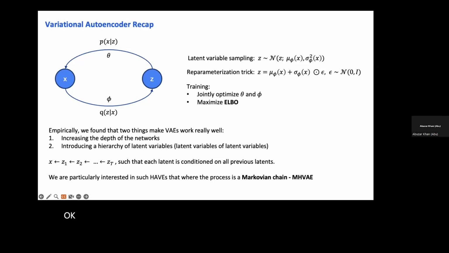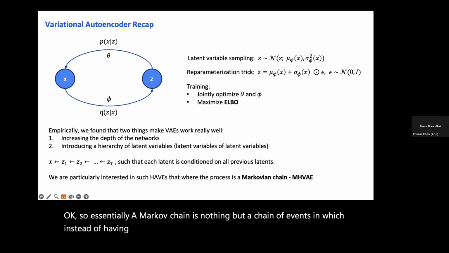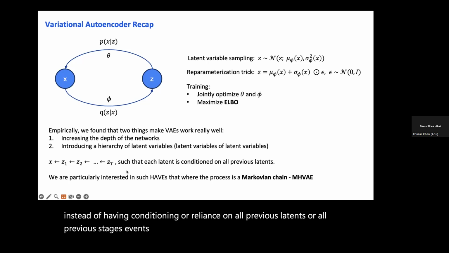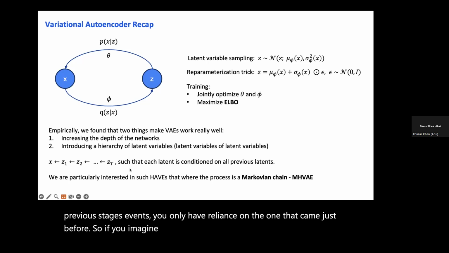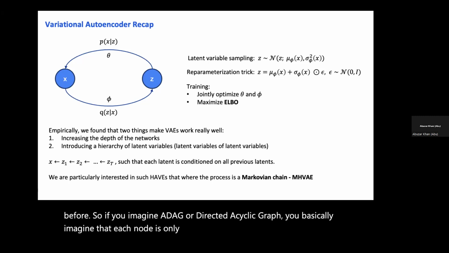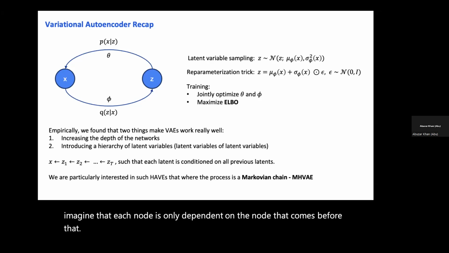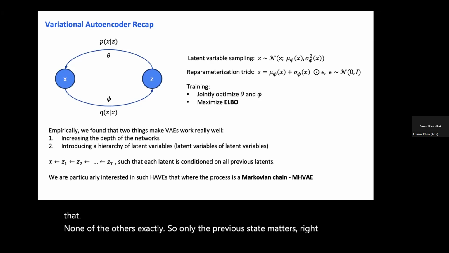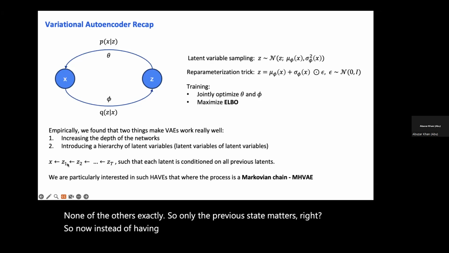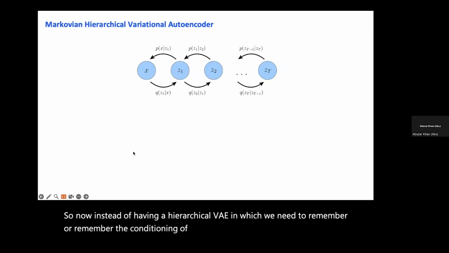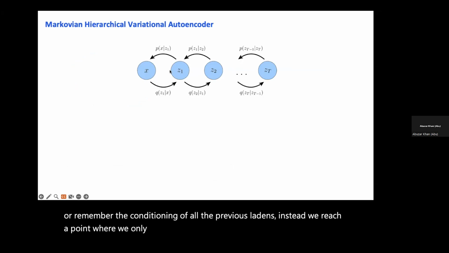Okay, so essentially, a Markov chain is nothing but a chain of events in which instead of having conditioning or reliance on all previous latents or all previous stages, you only have reliance on the one that came just before. So if you imagine a DAG, or a directed acyclic graph, each node is only dependent on the node that comes before it, none of the others. Exactly. So only the previous state matters, right? So now instead of having a hierarchical VAE in which we need to remember the conditioning of all the previous latents, we only care about the latent which came right before.